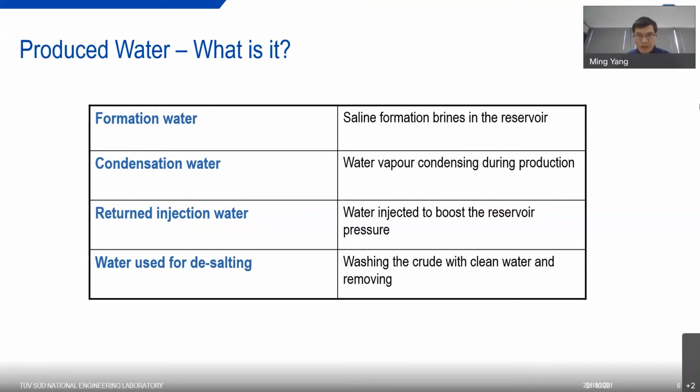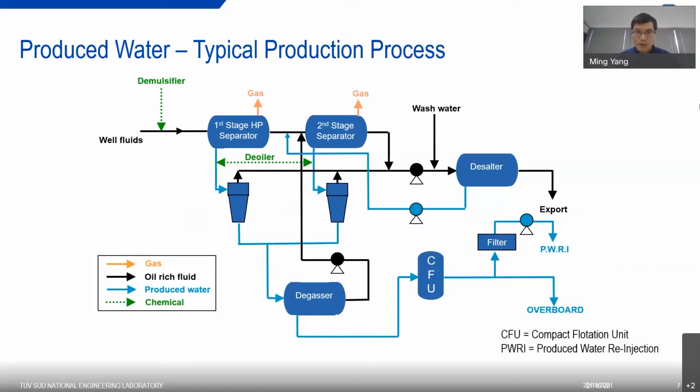Now, typically, the production process: well fluid coming and going through the first stage, second stage separator, depending on pressure. We may see even a third stage of separator. Gas separated from the separator will go to flare, or quite often it's also cleaned and compressed and exported. And the crude oil coming from the separator will go for export, but sometimes before export, you have the desalter there. This fresh water is added to reduce the salt content.